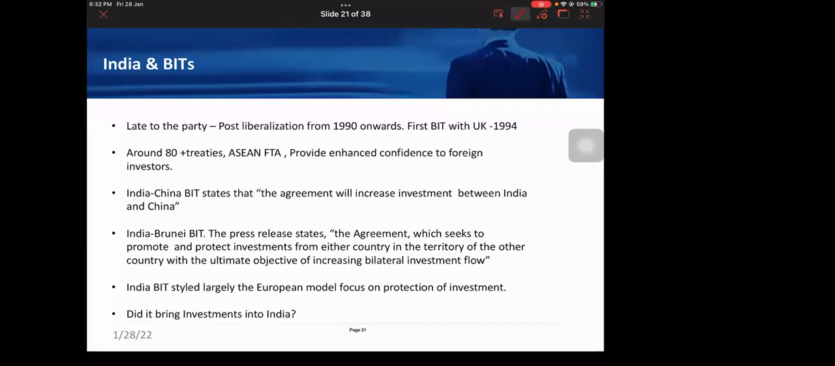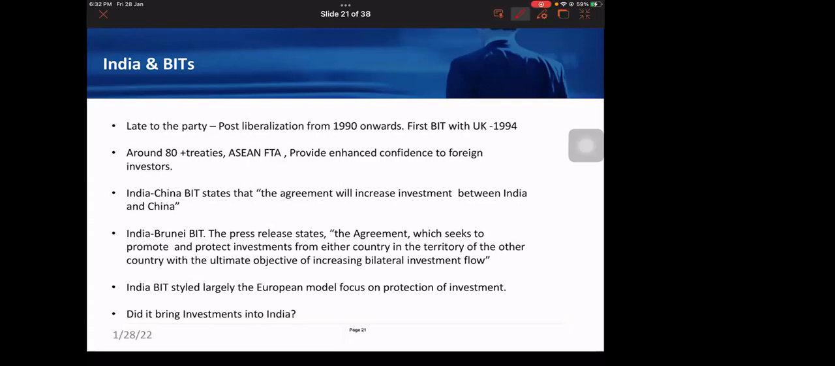And India started to enter into BITs after that in order to give comfort, because India had a checkered history of nationalization. So therefore, the investors were also very particular that a bilateral investment treaty is imperative, fearing India may go back and start nationalizing and expropriating. Nevertheless, we have not done so. But having said that, almost 80 odd treaties that India has signed, including some free trade agreements like with ASEAN, Singapore, etc. All these basically give enhanced confidence to foreign investors.